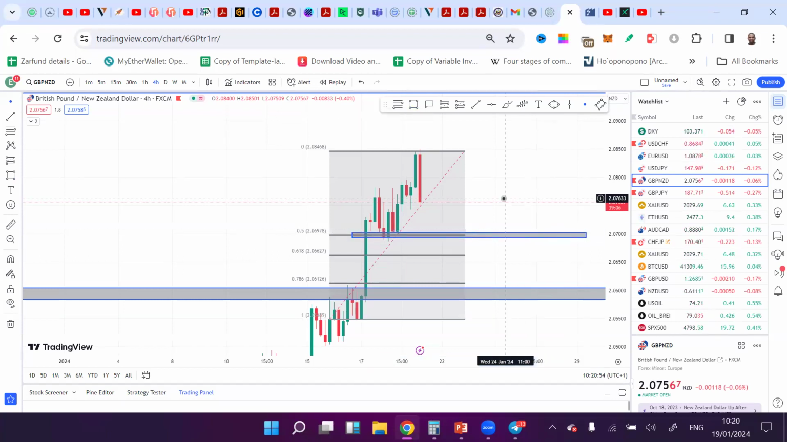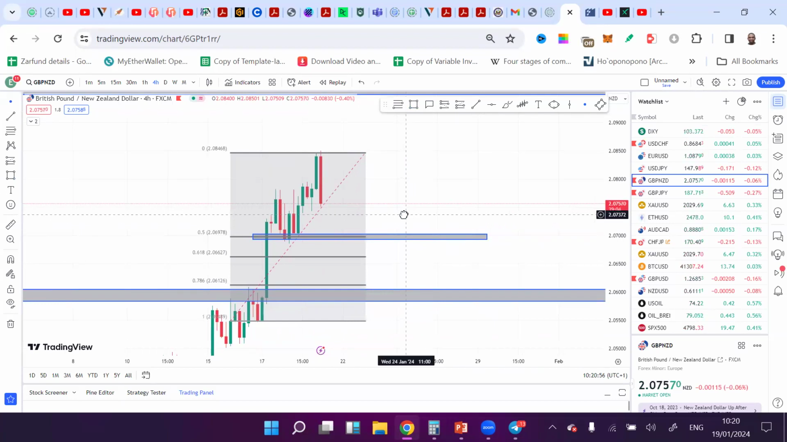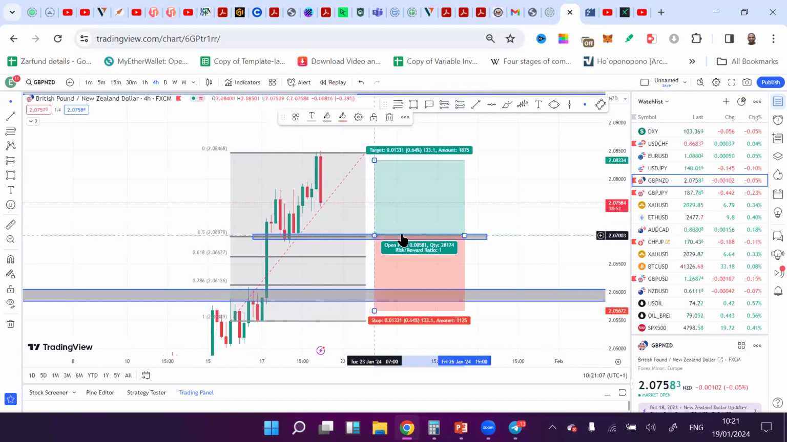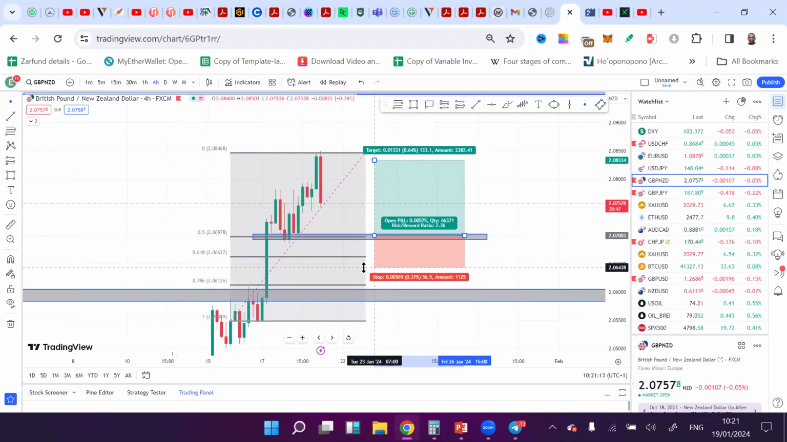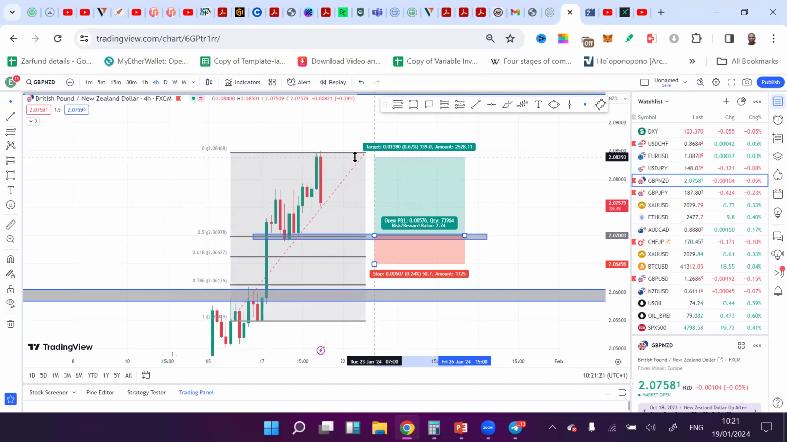This is the support level here where I'll be seeing price get to before I place a buy trade again on GBP NZD. For us to trade on this, we're expecting a buy. So we're going to enter a trade somewhere here. Our stop loss is going to be about 50 pips, while our take profit is going to be around 130, 140 pips. That's going to be our target.